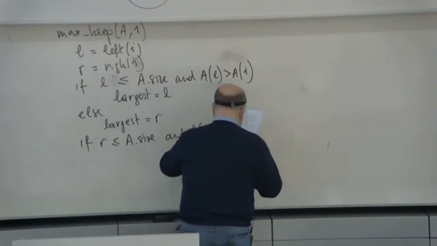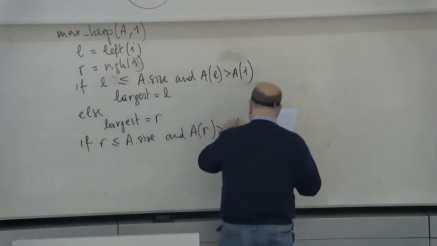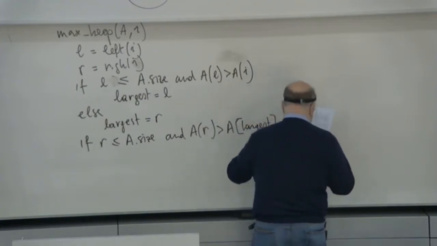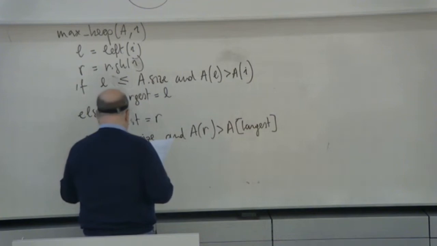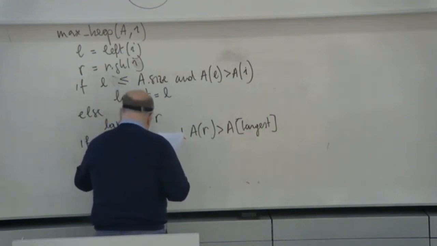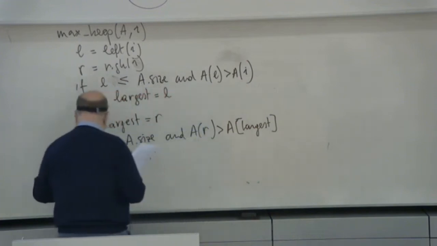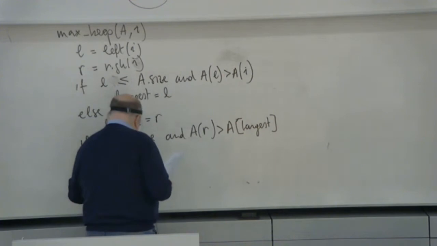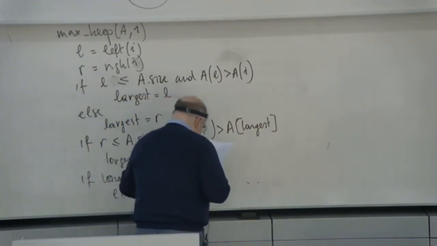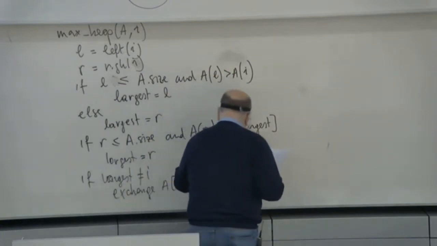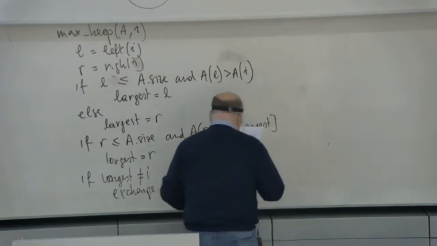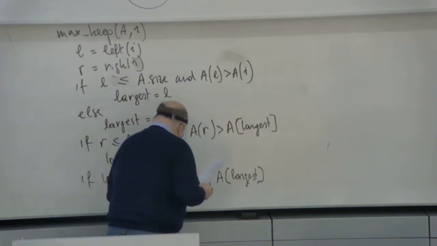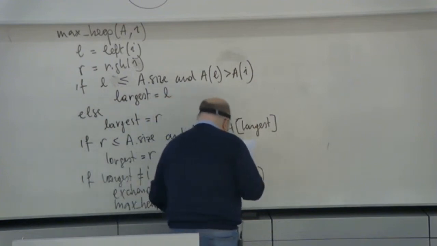And then if R is less than or equal to A's size, and A[R] is greater than A[largest], then largest equals R. And then if largest is not I, then, and this is the final thing, exchange A[I] with A[largest]. And then Max Heapify A with largest.